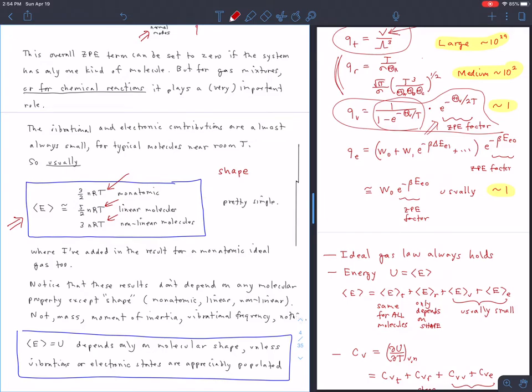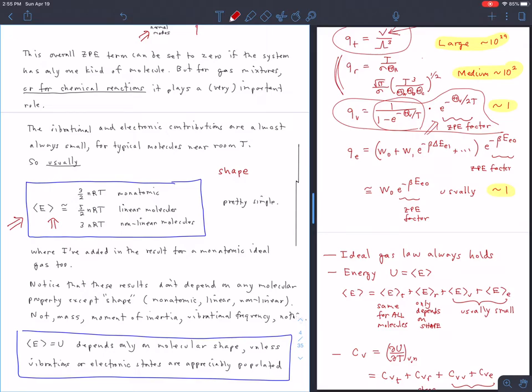And that's it. Any molecule, no matter what its structure or what atoms are inside of it, the internal energy, the thermodynamic internal energy, is one of these three cases as long as vibrations can be neglected, as long as vibrations aren't contributing.